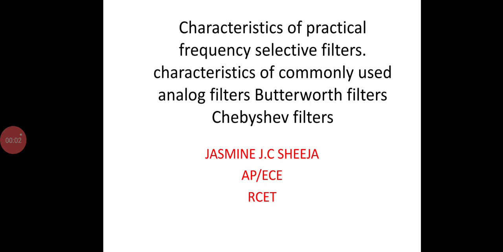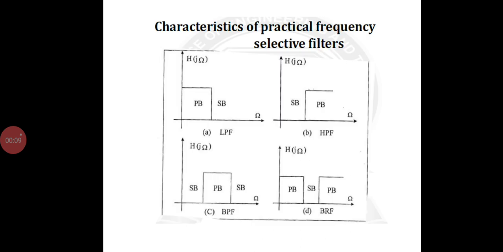Let us see about the characteristics of practical frequency selective filters and the characteristics of commonly used analog filters, Butterworth filters and Chebyshev filters. Now we can see the characteristics of practical frequency selective filters. First one is the low pass filter, second one high pass filter, band pass filter and band reject filter. Low pass filter, it only passes the low frequency. High pass filter, it only passes the high frequency. Band pass filter, it passes only some band of frequency, and the band reject filter, it rejects some band of frequency.